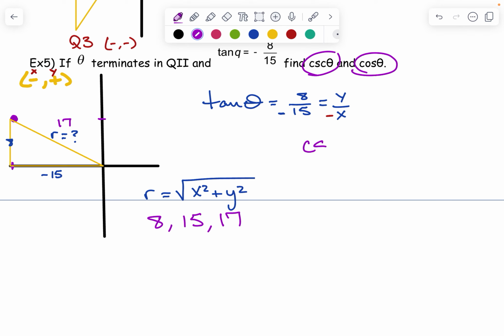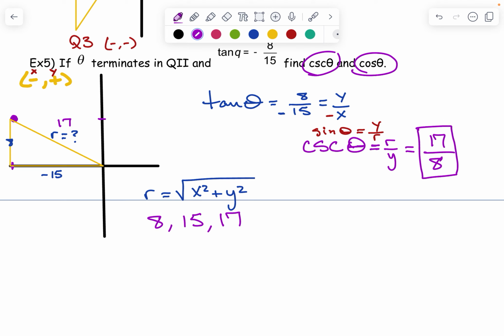So cosecant is the reciprocal of sine. So if sine is, I'm just going to make a little note, if sine is y over r, that means cosecant is r over y. So we want to take our r value, 17, and our y value of 8, and that's our cosecant.